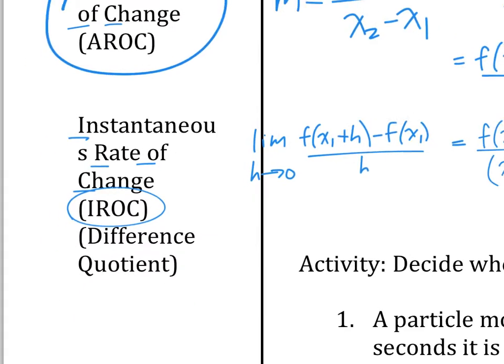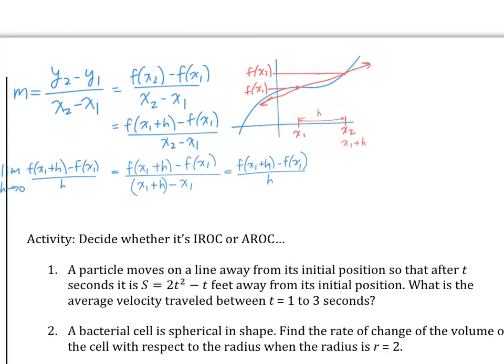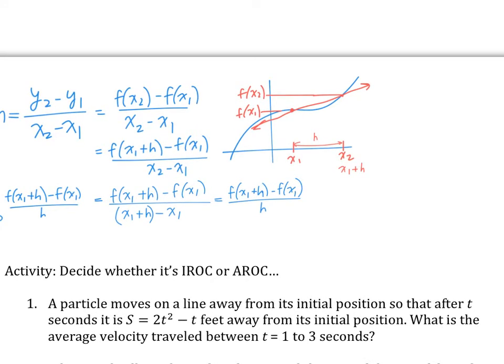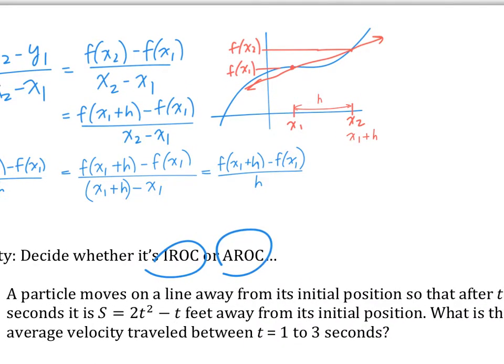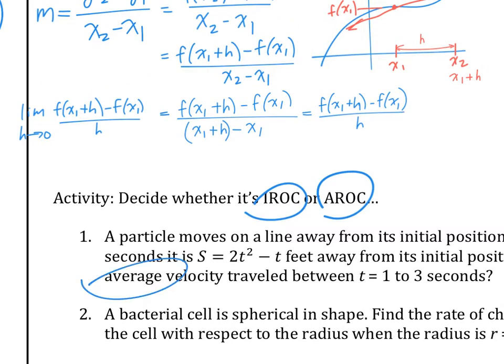Okay, so what you're going to do is I am going to show you a question. You don't need to copy any of this down, but you need to decide: is this IROC or AROC? Is this asking for the instantaneous rate of change or the average rate of change? First one: a particle moves on the line away from its initial position so that after t seconds, it is s equals 2t squared minus t feet away from its initial position. What is the average velocity traveled between 1 to 3 seconds? AROC or IROC? AROC. How'd you know? Average. Very good.